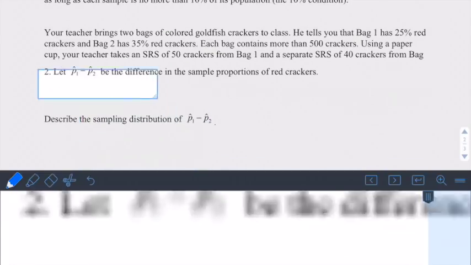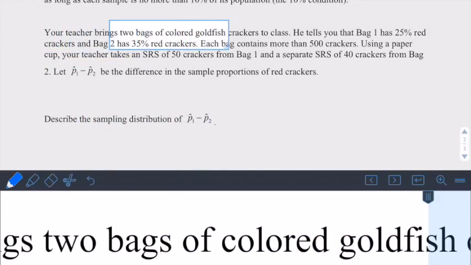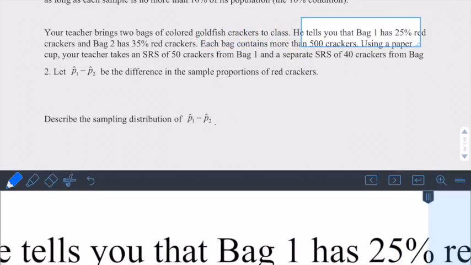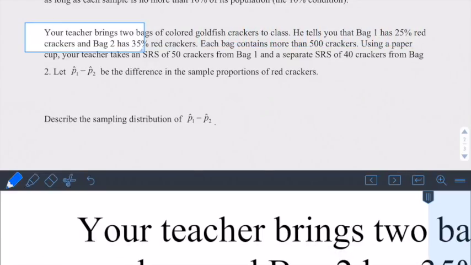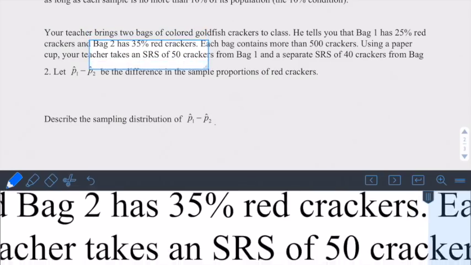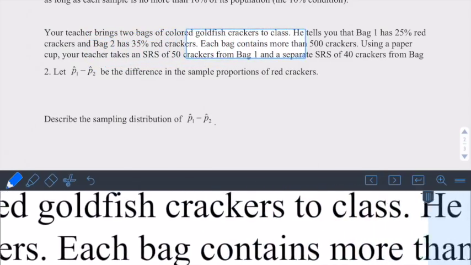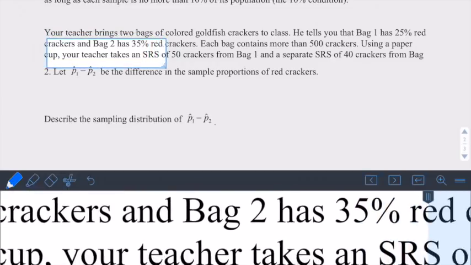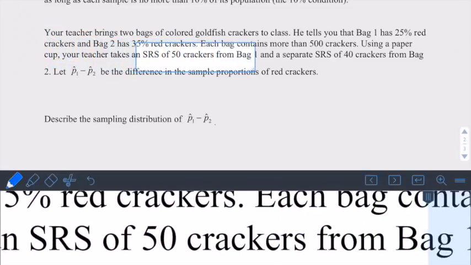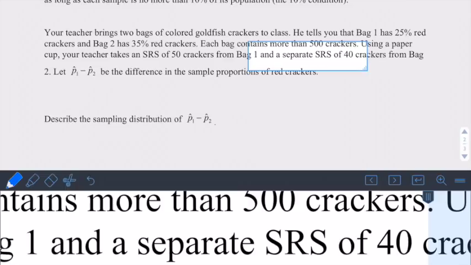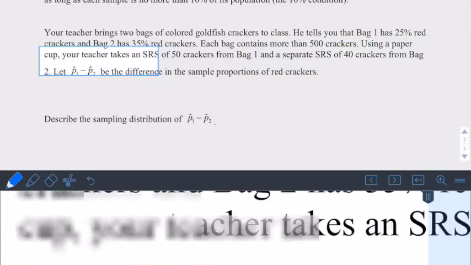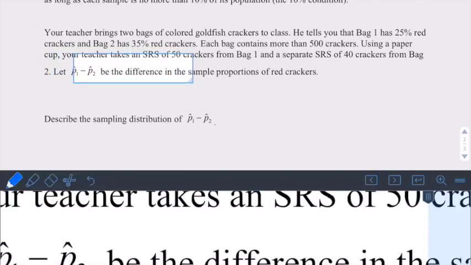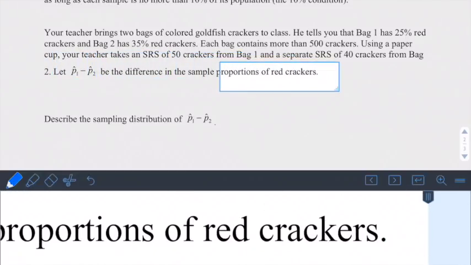So here's an example. Your teacher brings 2 bags of colored goldfish crackers to class. He tells you that bag 1 has 25% red crackers and bag 2 has 35% red crackers. Each bag contains more than 500 crackers. Using a paper cup, your teacher takes an SRS of 50 crackers from bag 1 and a separate SRS of 40 crackers from bag 2. Let p hat 1 minus p hat 2 be the difference in the sample proportions of red crackers.